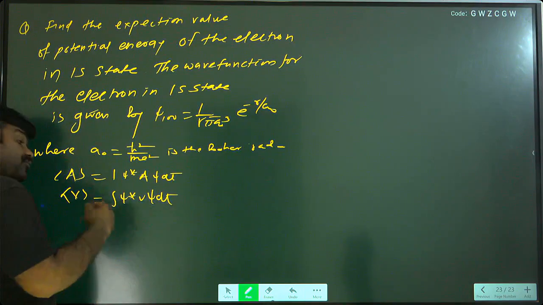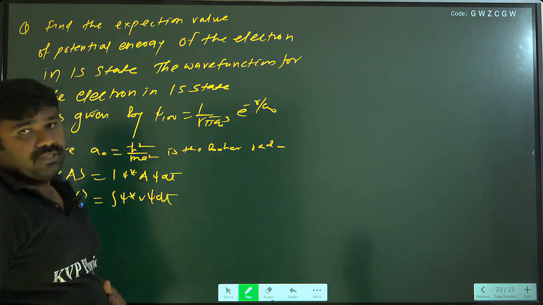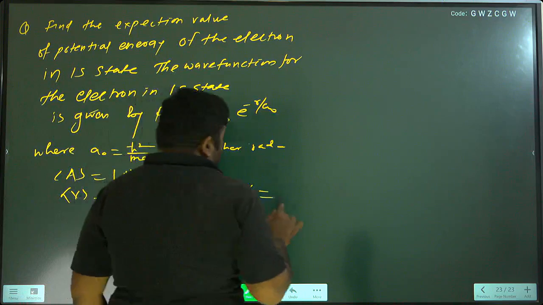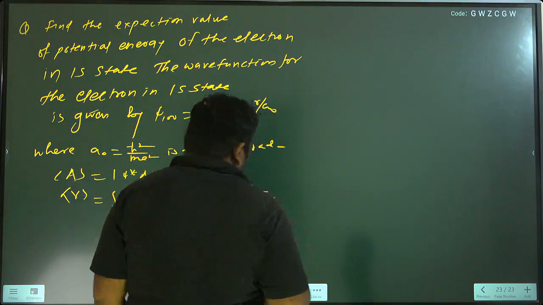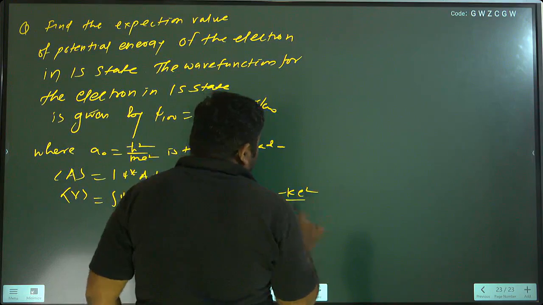Okay, but the value of V must be known. The V value changes from system to system. Yes or no? Here the system is a hydrogen atom. What is the potential energy in a hydrogen atom? It is like minus k square upon r.